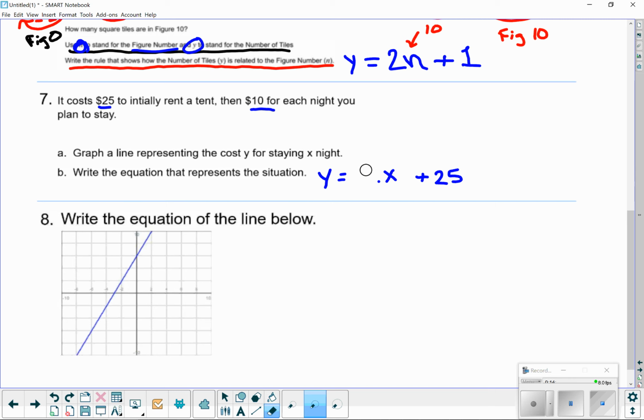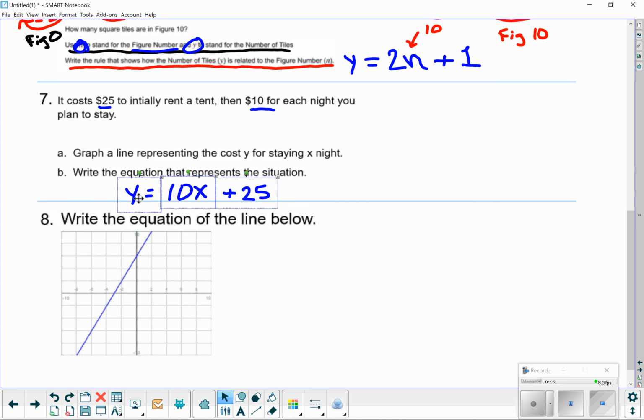So that should be y equals 10x plus 25. So graph a line representing the cost y for staying x nights. So it looks like this one, somebody slipped up and did not put a graph there. So that's my equation.